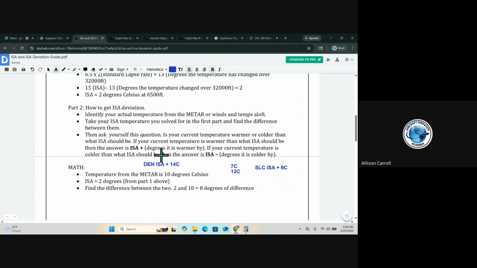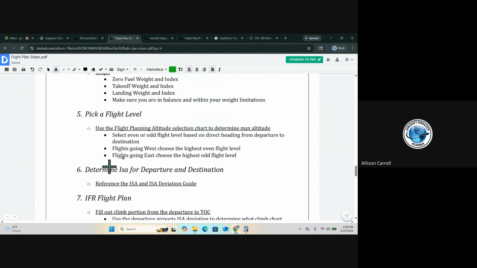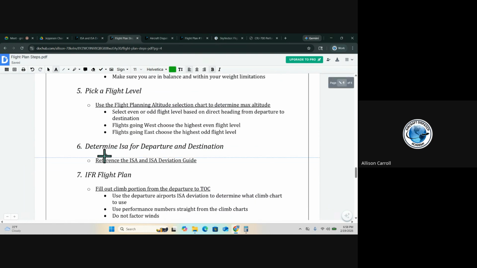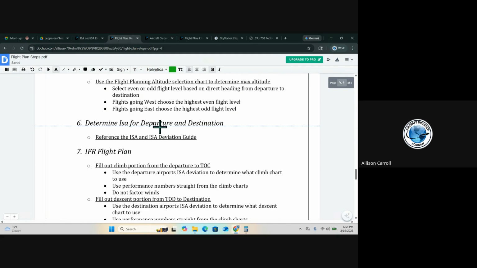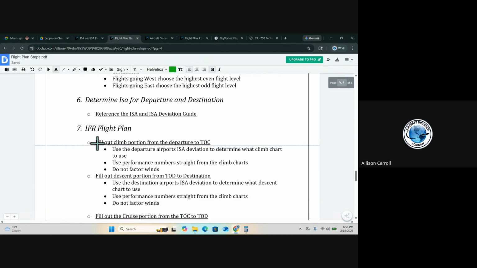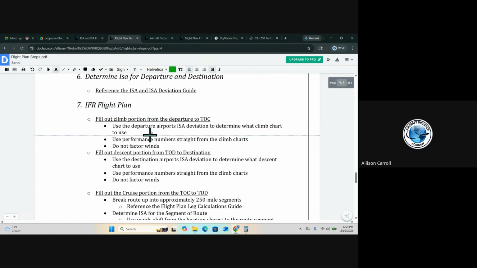Okay. All right. Now, we found our ISA for departure and destination. We found our ISA deviations. Now we are going to jump into the IFR flight plan. We're going to start filling it out. Okay.